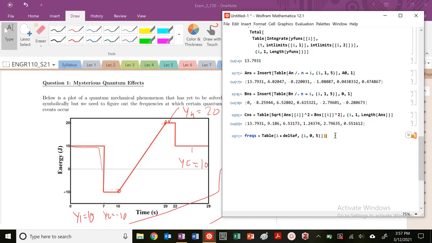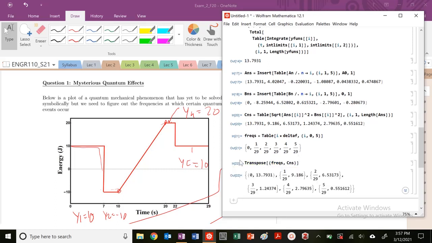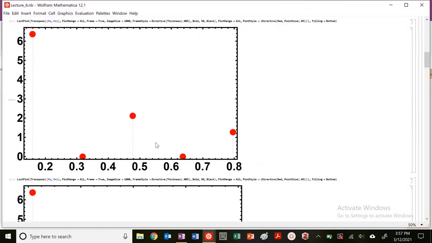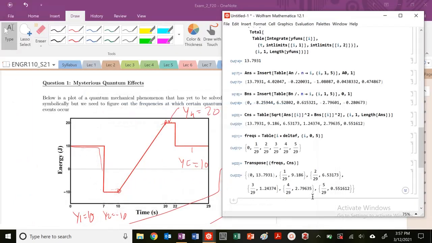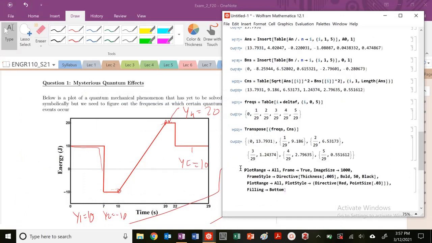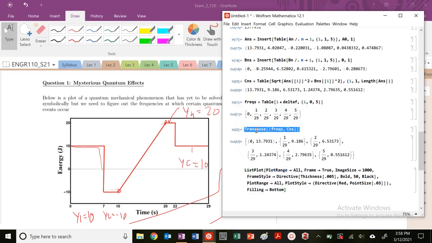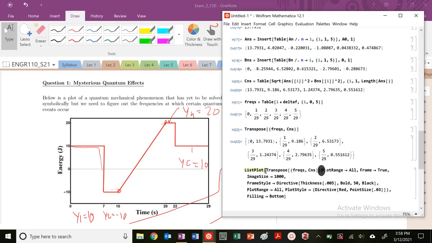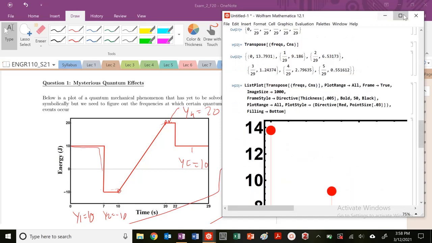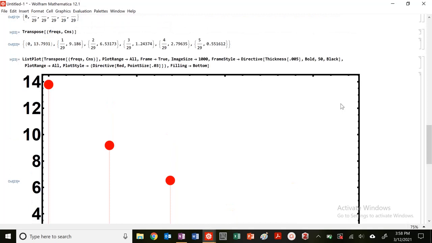Now I could go ahead. I'm going to actually steal a little bit of code in just a second. So transpose, I'm going to do freqs and then c sub n's. Then I'm going to do a list line. Here I'm going to steal the code from our lecture 6. So let me get my fancy filling function, which I love to use. So actually, let's do list plot, and then voila, that's our function.